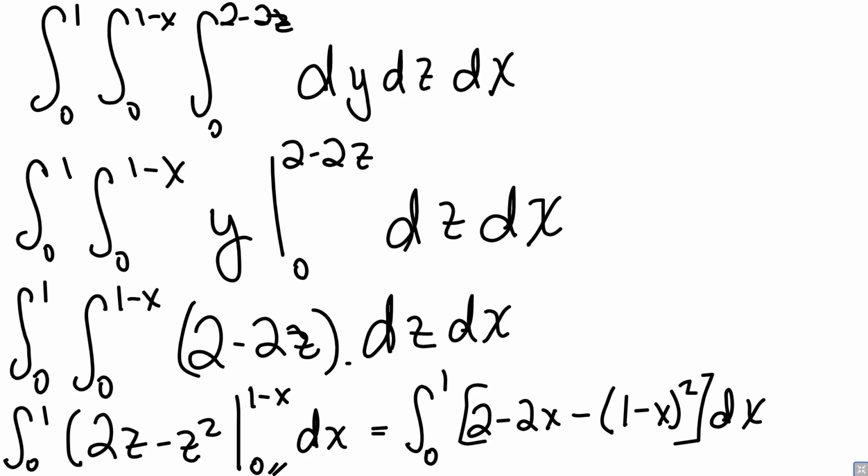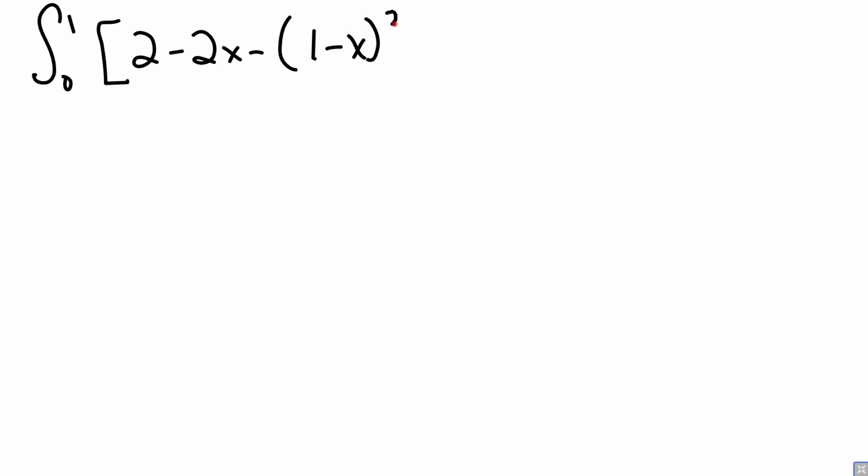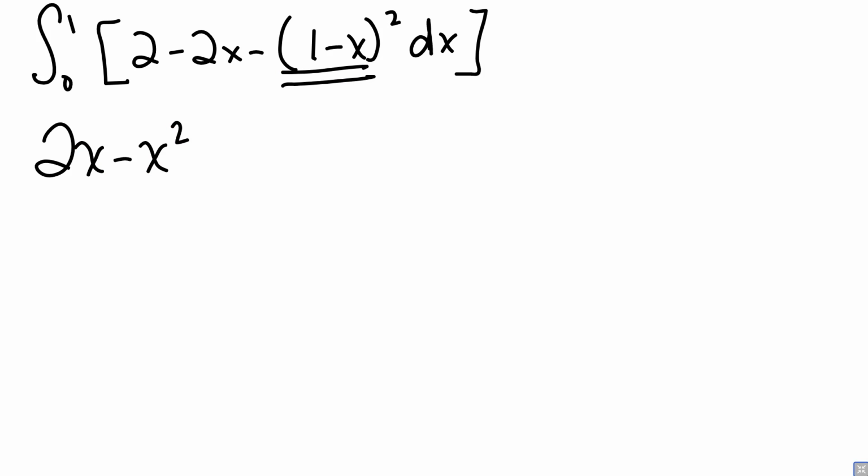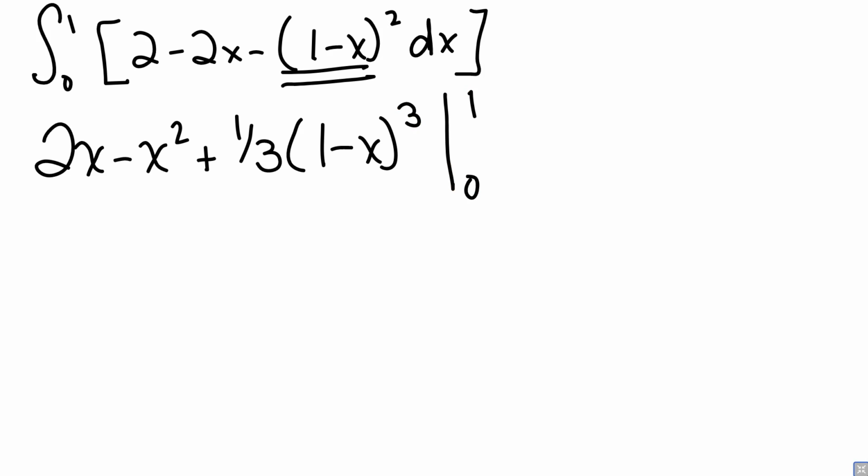Let me go to a new page so I can finish this up. We're looking at the integral from 0 to 1 of 2 minus 2x minus (1 minus x) quantity squared dx. I could multiply this out and combine terms, but I'm just going to leave it in this form and integrate in this form. I'm going to end up with 2x minus x squared. This is going to be a u-sub, so it's plus 1/3 times (1 minus x) quantity cubed, evaluated from 0 to 1.